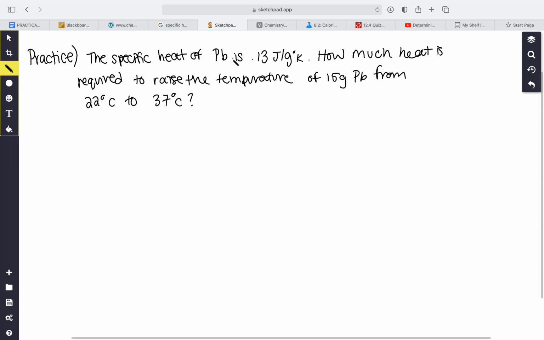The specific heat of lead is 0.13 joules per gram Kelvin. Well, Kelvin, you don't even need the degrees there. How much heat is required to raise the temperature of 15 grams, I'm going to underline the things that are important, 15 grams of lead from 22 degrees Celsius to 37 degrees Celsius? All right, so let's look back at our equation. So we have Q equals mcΔT.